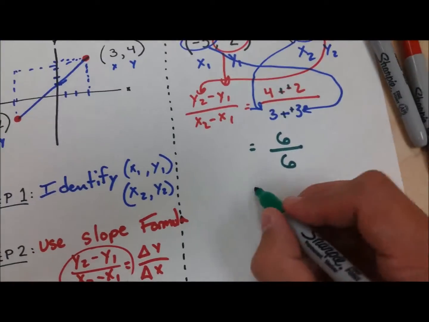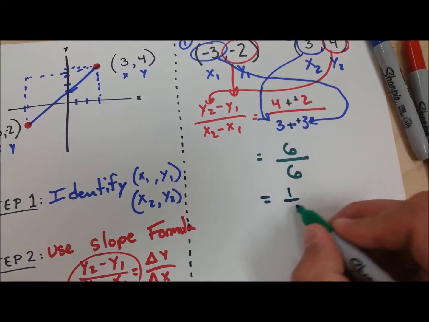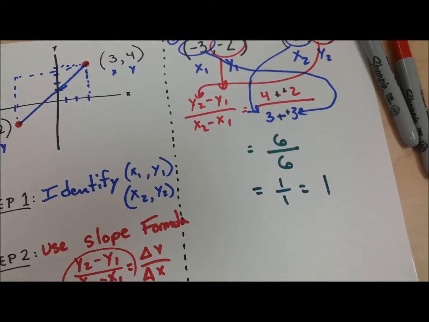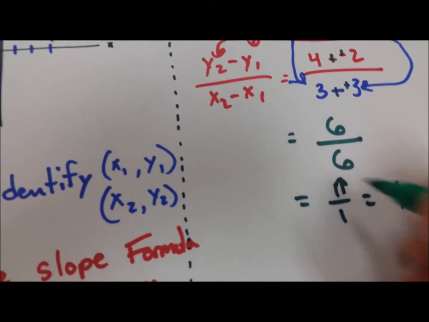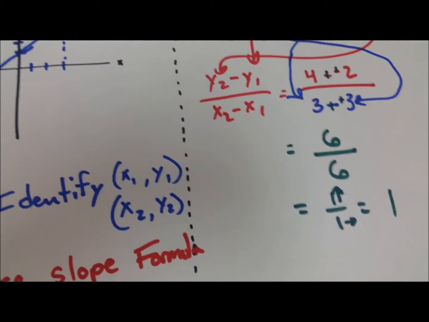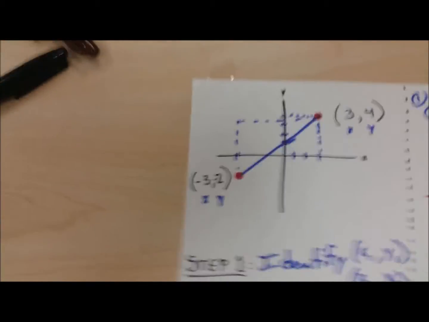So remember to simplify your problem always. 6 over 6 is very easy. We get a slope of 1 over 1, which is equal to 1. Okay, so the slope of this line is 1. That means that we are traveling up 1, over to the right 1, positive slope, and that matches our graph.